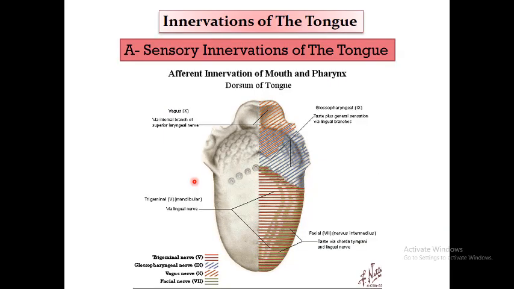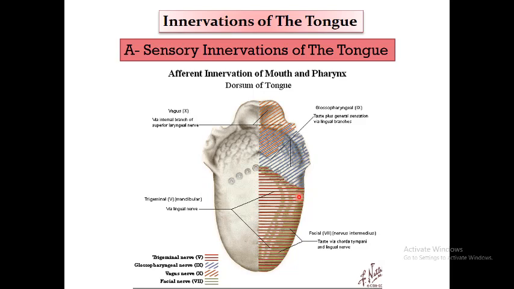What about the sensory innervation of the tongue? It is very, very important to know the sensory innervation of the tongue. What are the types of sensation of the tongue? The tongue receives two types of sensation. General sensation, the touch, the temperature, the pain, this is called general sensation. And it also receives special sensation, which is the taste through the taste buds. So we have general sensation and taste sensation.